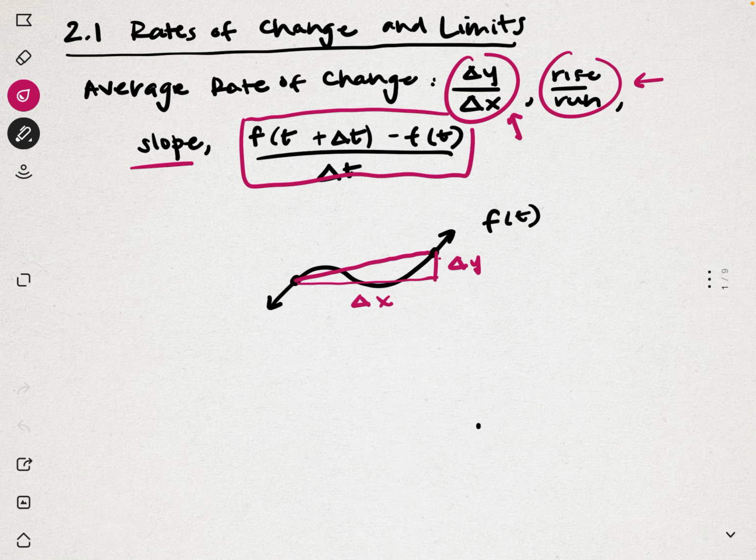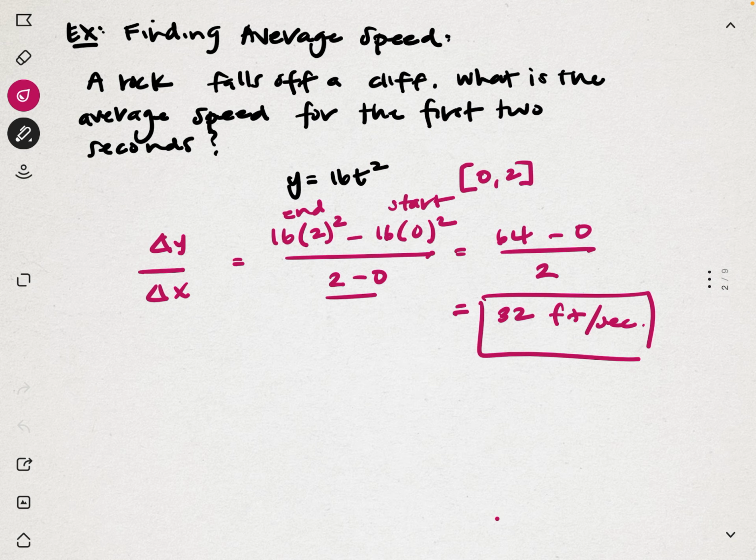So we started off with this idea of average rate of change. It's the same thing as slope. It's the change in y over change in x. We're finding the slope between 2 points. That's the big idea. That's from Algebra 1, right? So we did some of that.